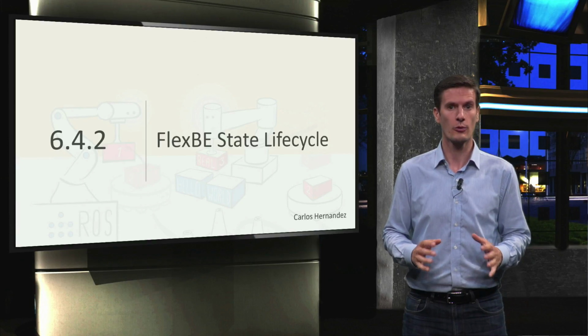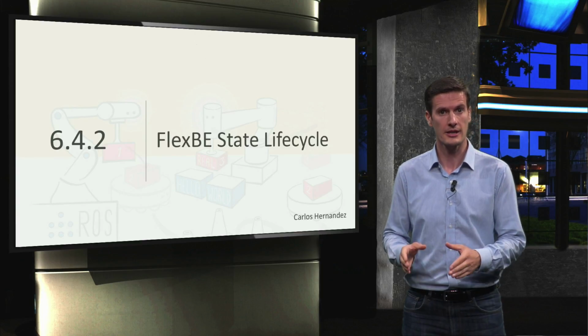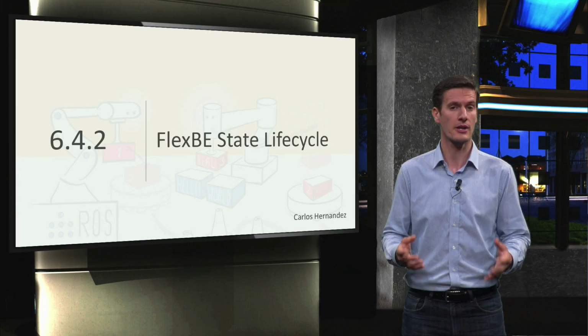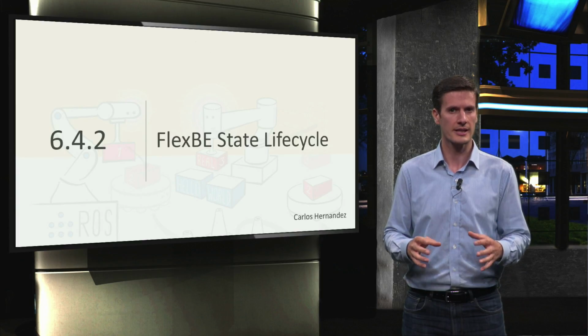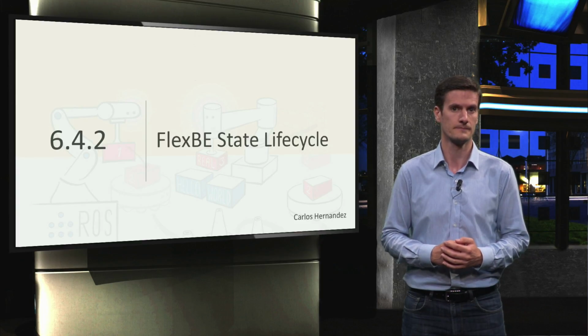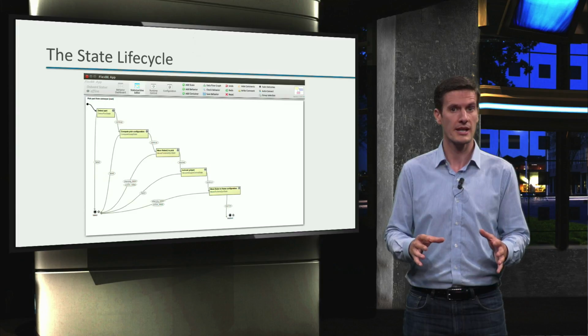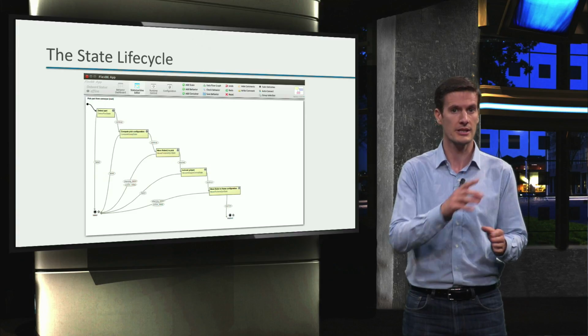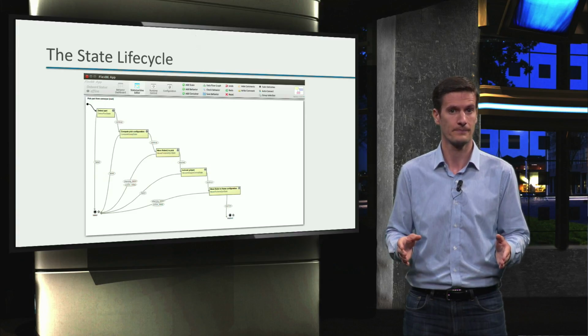In this video, we will learn the life cycle of FlexBE states. That is, what is happening within each state of the state machine when we execute a behavior. We need to understand it so that we can program our own state implementations, because they will follow the same life cycle. When we press execute behavior, we see that the behavior engine executes the different states according to the transitions defined in the state machine.